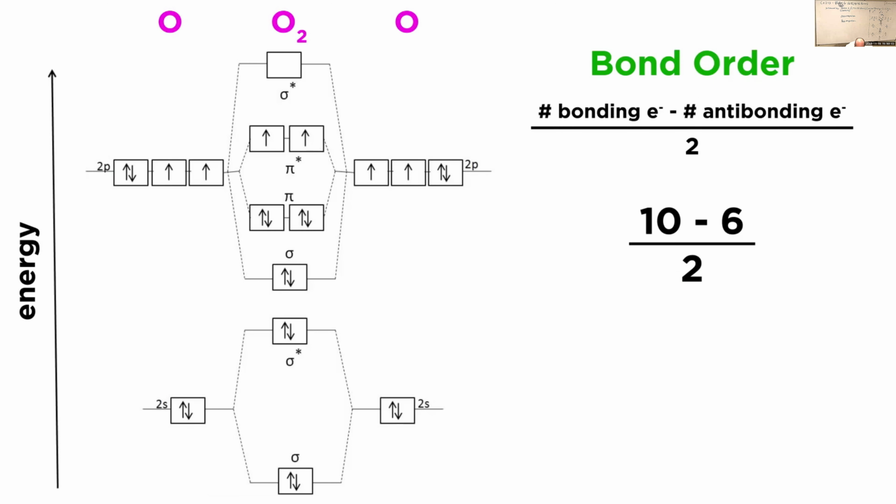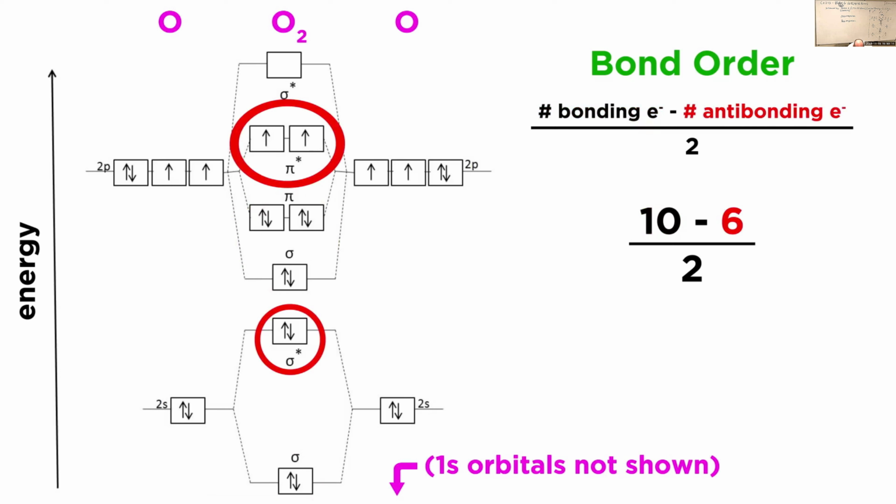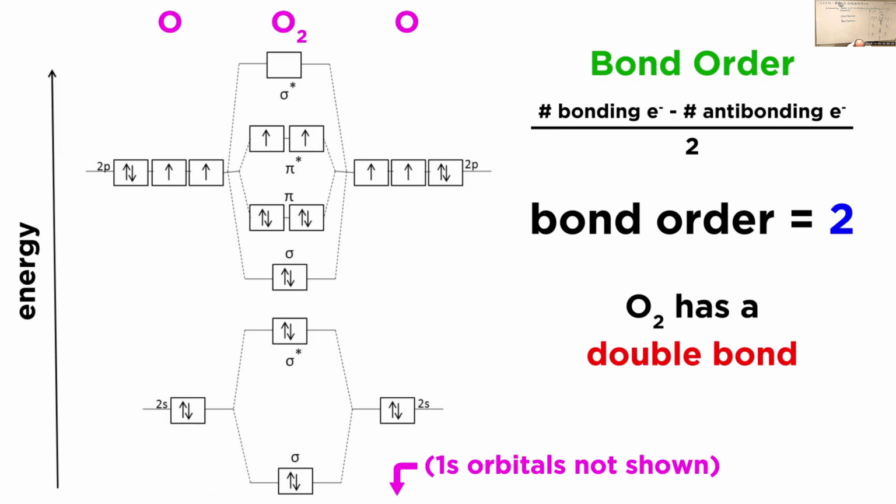Here's that diagram one more time, along with the calculation for bond order, with 10 bonding electrons, including the sigma 1s bonding electrons, and 6 anti-bonding electrons, including the sigma 1s star anti-bonding electrons. 10 minus 6 is 4, and 4 over 2 is 2. This explains the double bond in diatomic oxygen.